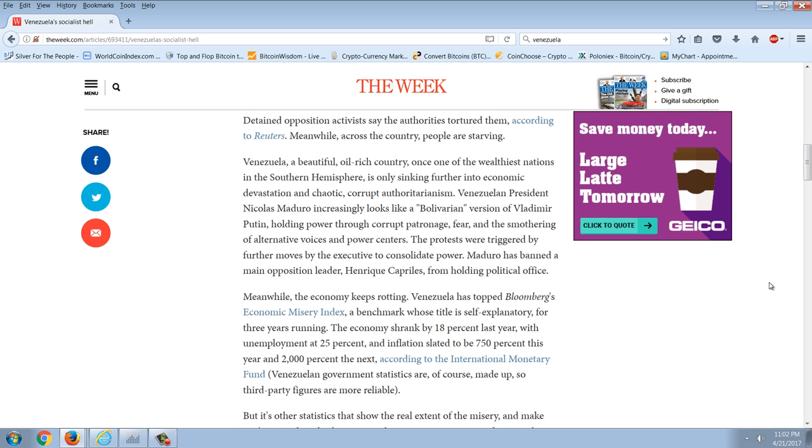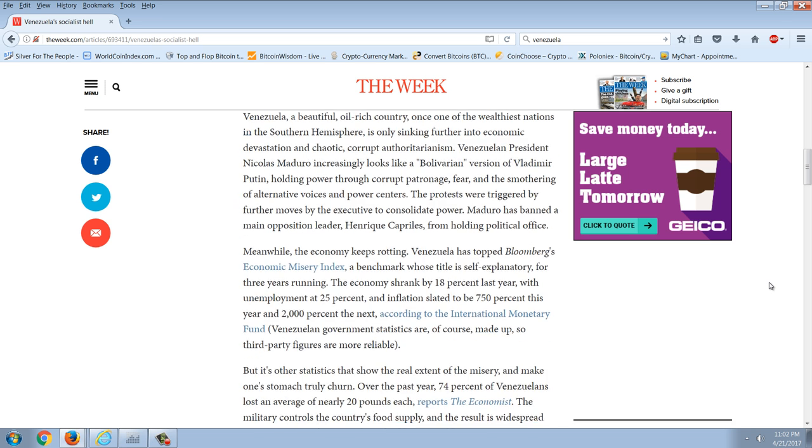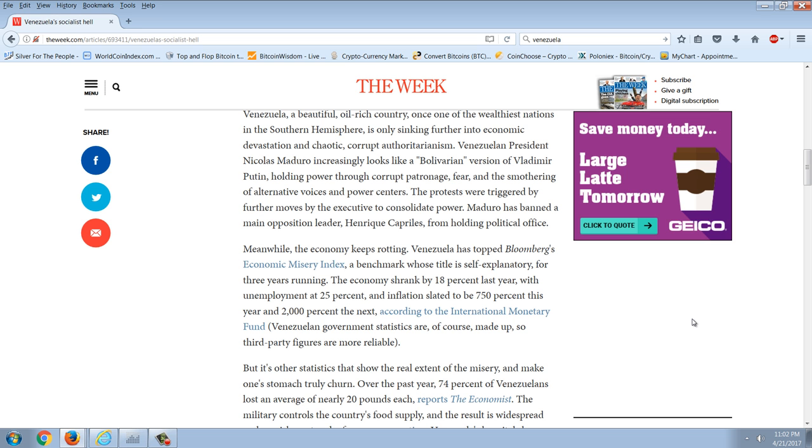Venezuela, a beautiful oil-rich country, once one of the wealthiest nations in the southern hemisphere, is only sinking further into economic devastation and chaotic corruption, corrupt authoritarianism. Venezuelan President Nicolas Maduro increasingly looks like a Bolivarian version of Vladimir Putin, holding power through corrupt patronage, fear, and the smothering of alternative voices and power centers.